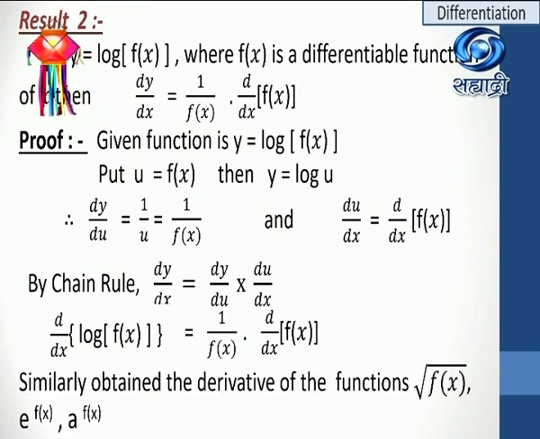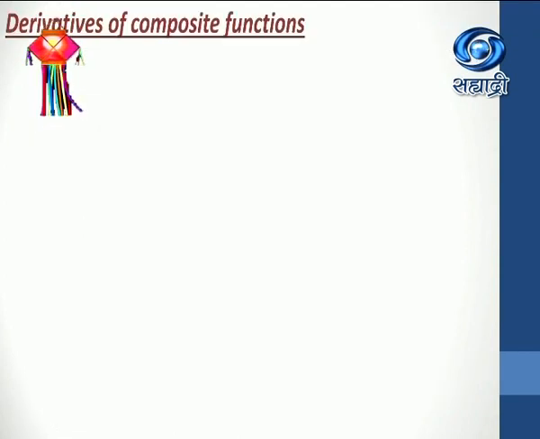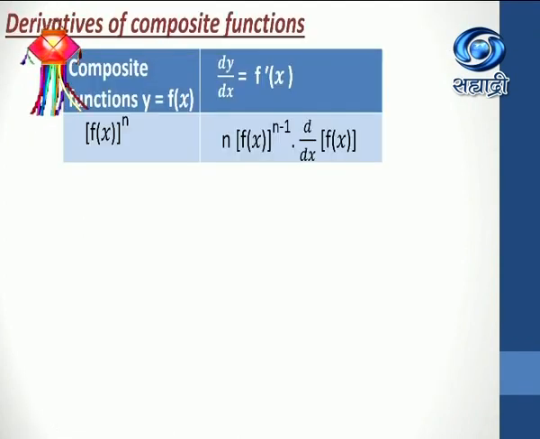Similarly, obtain the derivatives of the functions root f of x, e raised to f of x, and a raised to f of x. You will get the results as follows. Derivatives of composite functions. The first function is f of x to the n. Its derivative is n into f of x raised to n minus 1 into the derivative of f of x.